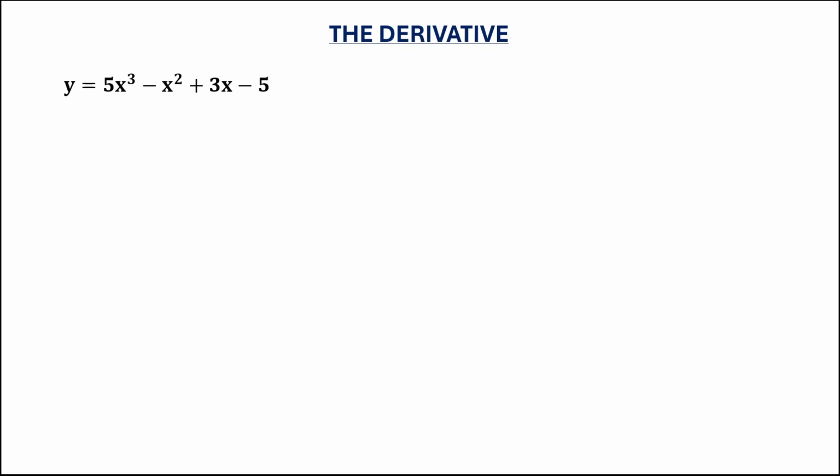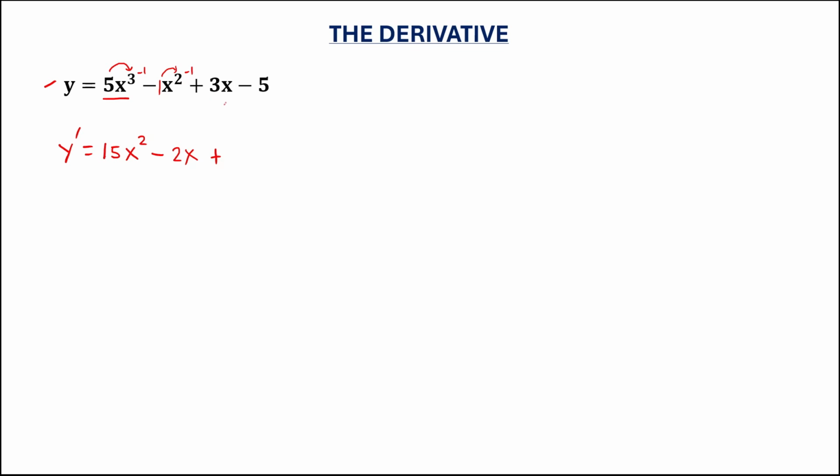So for this problem, to find the derivative, y prime equals the derivative of 5x to the power 3. Multiply 5 times 3, which is 15, then x to the power 3 minus 1, which is 2. Then minus, there is one numerical coefficient, so multiply 1 times 2, which is 2, then x to the power 1 minus 1, so to the power 1.